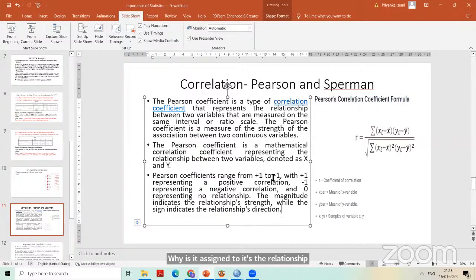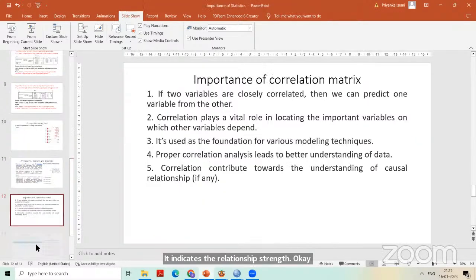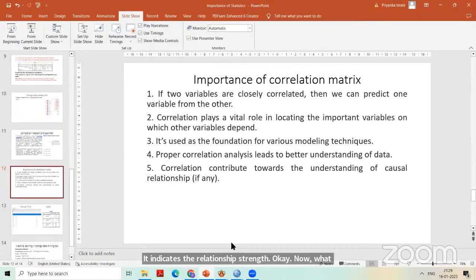So if you are having a negative value, it is a negative relationship. If you are having a positive value, it is a positive relationship. Depending upon the magnitude, the numerical value along with the sign, it indicates the relationship strength. Now, what is the importance of the correlation matrix? As I told you, it is to check whether two variables or two features in our machine learning data set are related with each other or not, whether they are dependent on each other or not. That's why we are calculating it.